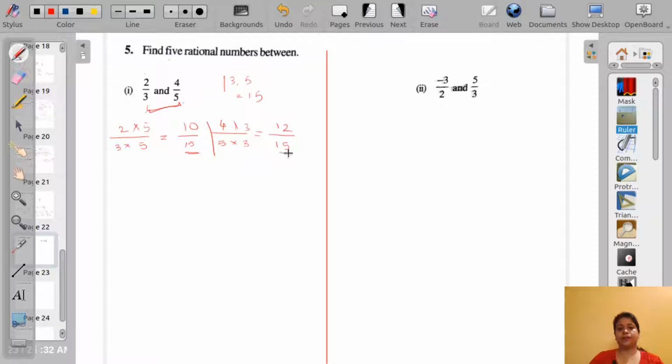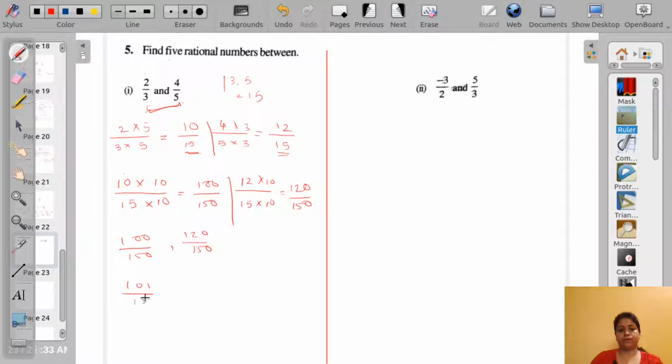Now let us make the denominator bigger. Let us multiply both the numerator and denominator with 10. So it is 100 by 150. And 12 by 15 also we will multiply with 10, we get 120 by 150. So now between 100 by 150 and 120 by 150 we have to find 5 rational numbers. So it is very easy.